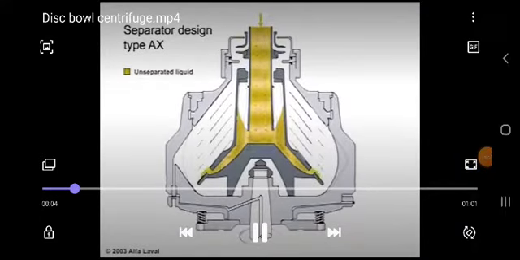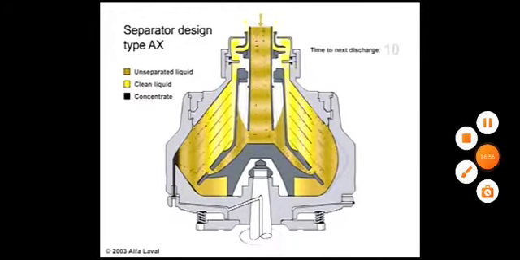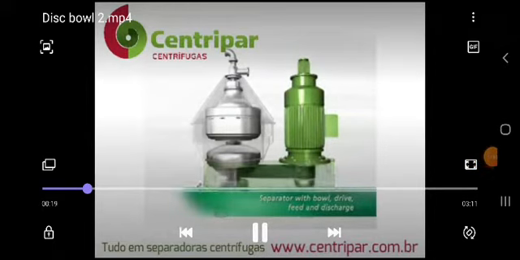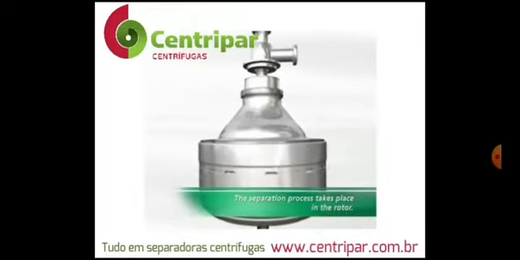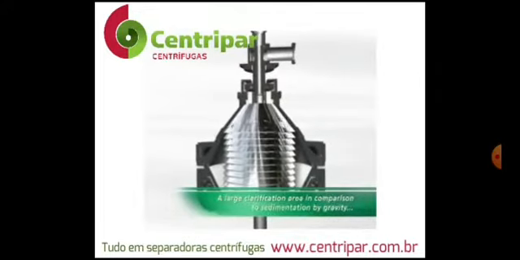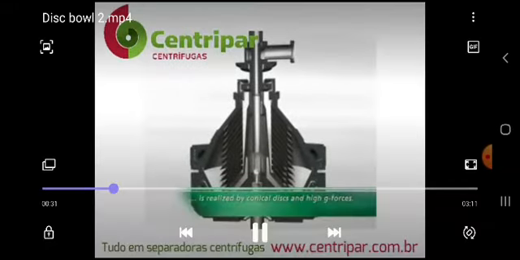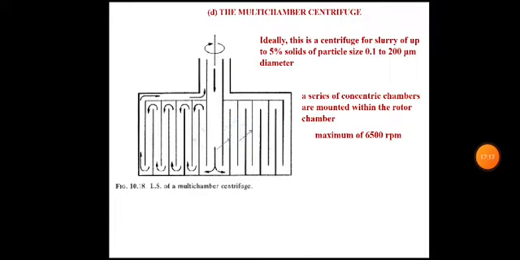This is how it operates, like this. This is a model. The video for this is currently not available. We'll move on to the next type of centrifuge.